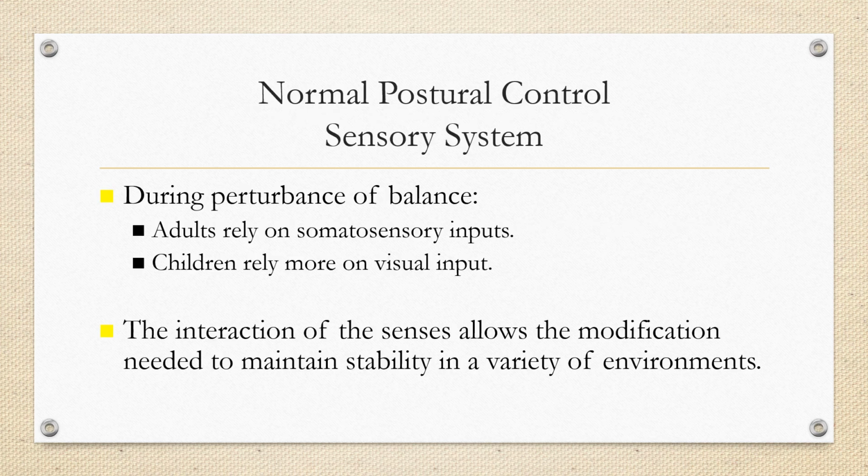Looking at the sensory system again, during that perturbation of the balance, adults tend to rely on a bit more of the somatosensory inputs, where children tend to use more of that visual input to help them understand where their body is in space. This interaction of the senses allows the modification that's needed to maintain their stability in their environment.